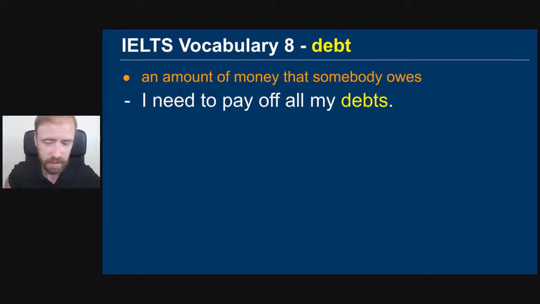Debt. I always talk about debt, Anna Maria says, because debt is very important, especially the pronunciation. Again, listen to me. You see, there's a B there, but that B is silent. Everyone repeat: debt, debt. It's an amount of money that somebody owes. I need to pay off all my debts. Did you pay off all your debt? Are you in debt?